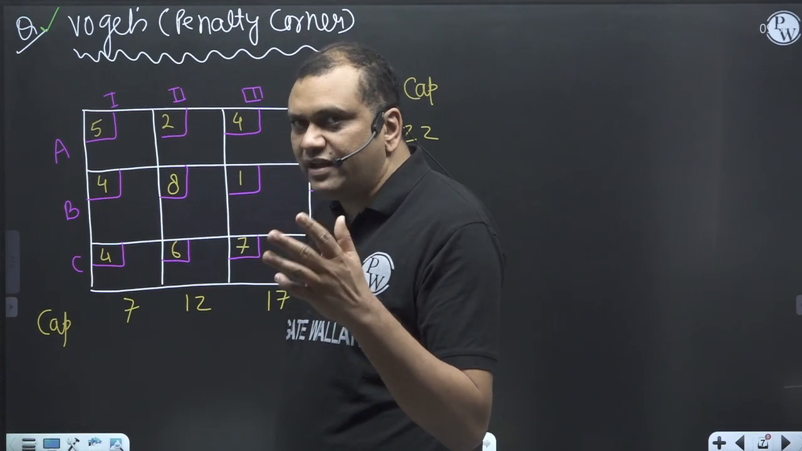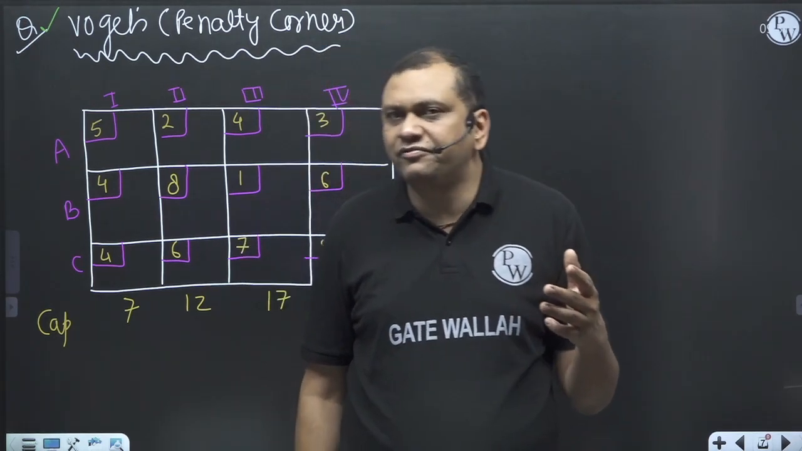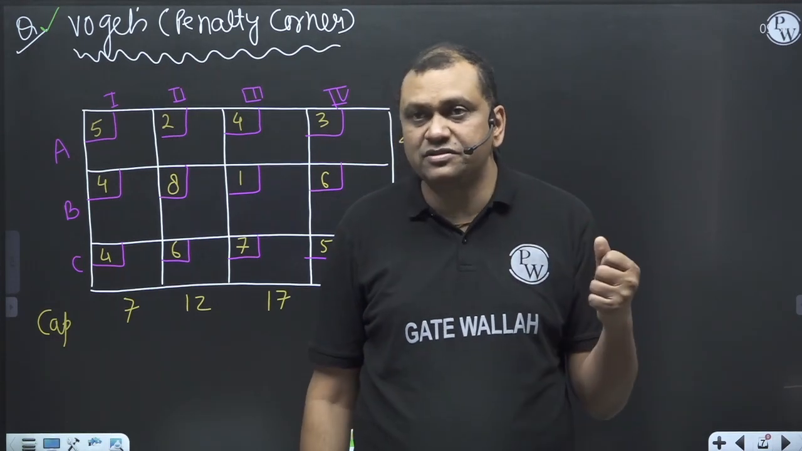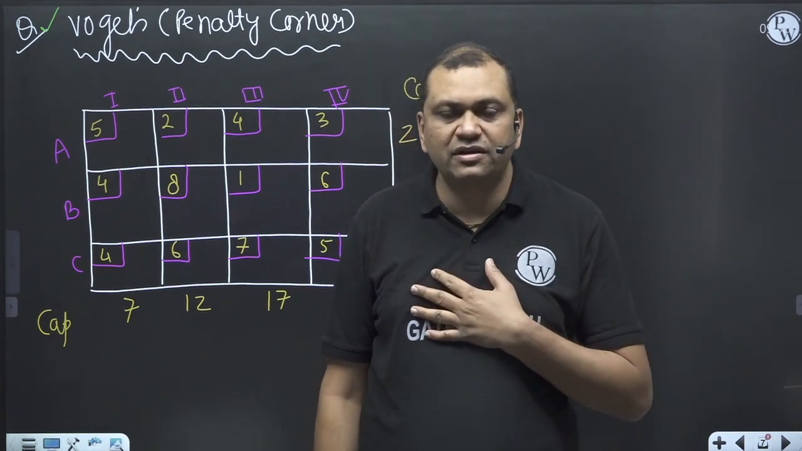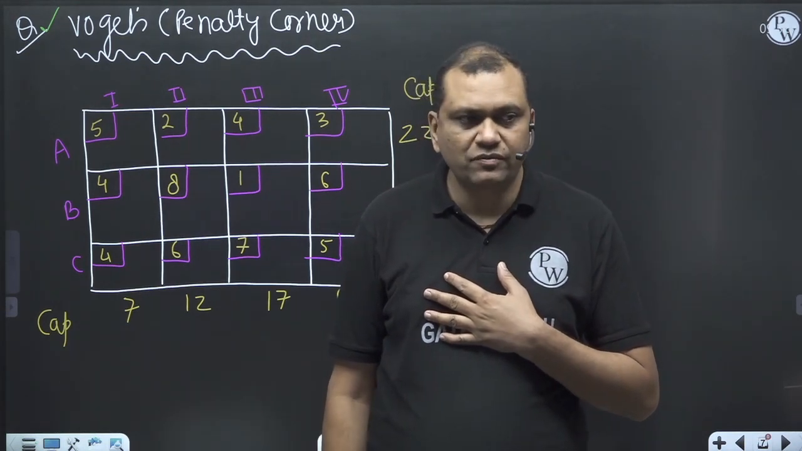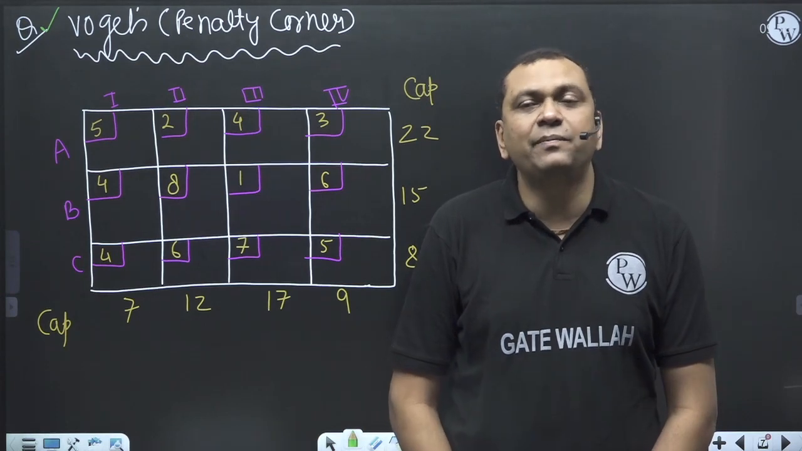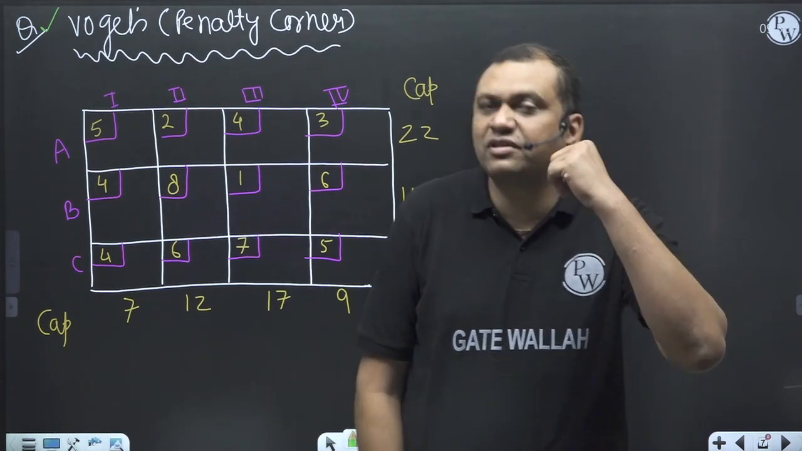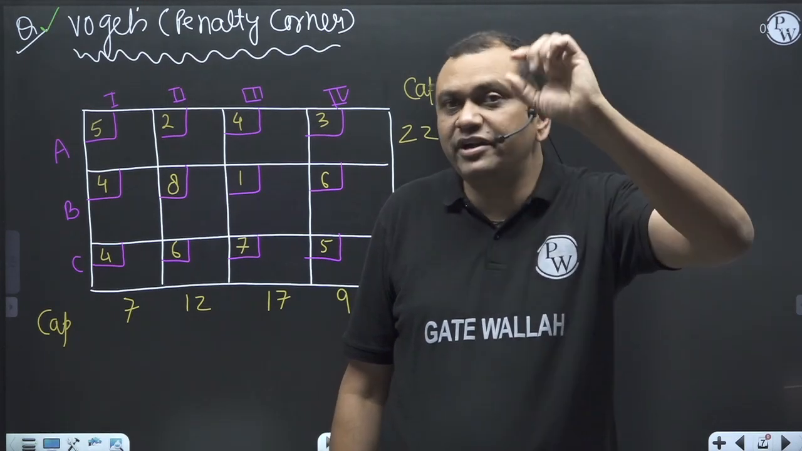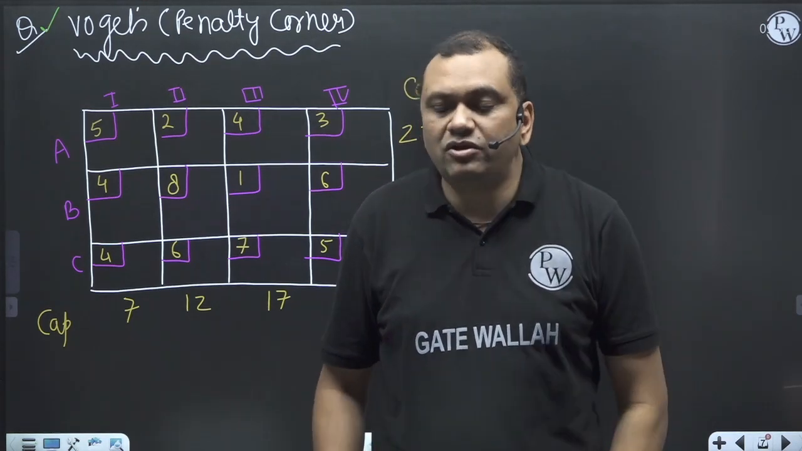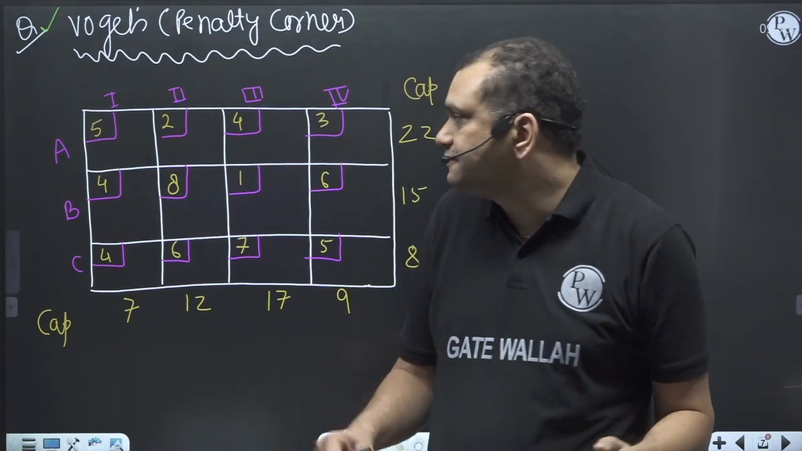In the exam, when nothing is given, which method do you have to follow for finding out the initial basic feasible solution? Blindly follow Vogel's approximation method. Okay? But when it is given that follow the least cost method, then we will follow method number 2. So GATE problems, we have to read very, very carefully. Don't solve the problem in a rush. Okay?